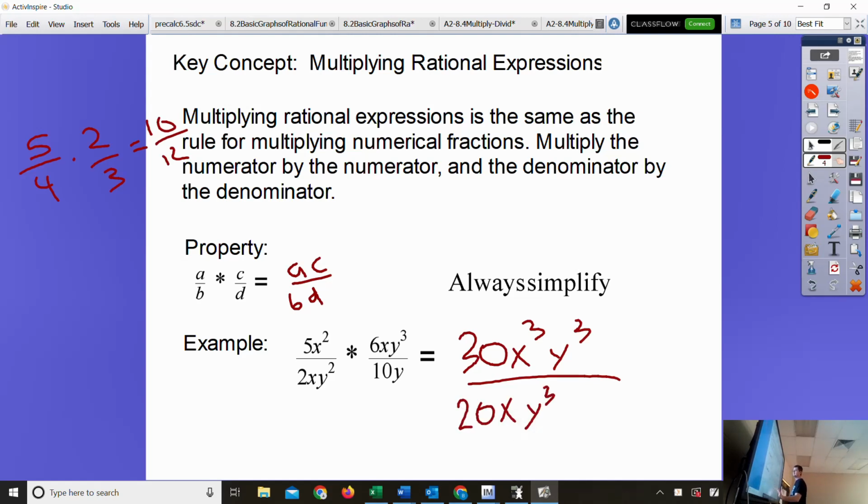Yes, ma'am. Now, is it simplified? No, not even close. 30 over 20 is 3 halves. Cancel out the zeros. I'm sure you learned that lesson. X cubed over x, where? Top. Y cubed over y cubed is 1. Understood.